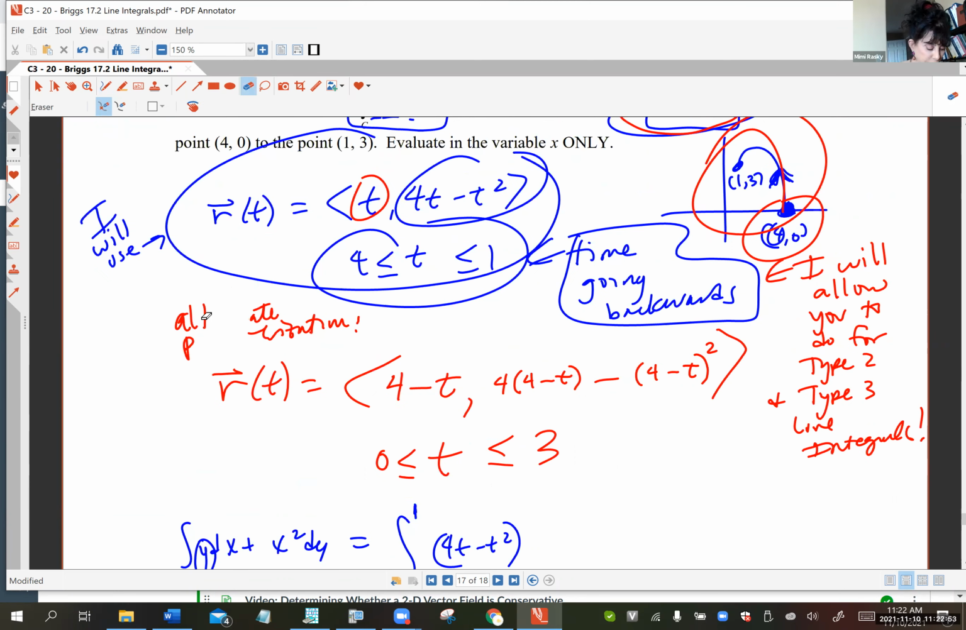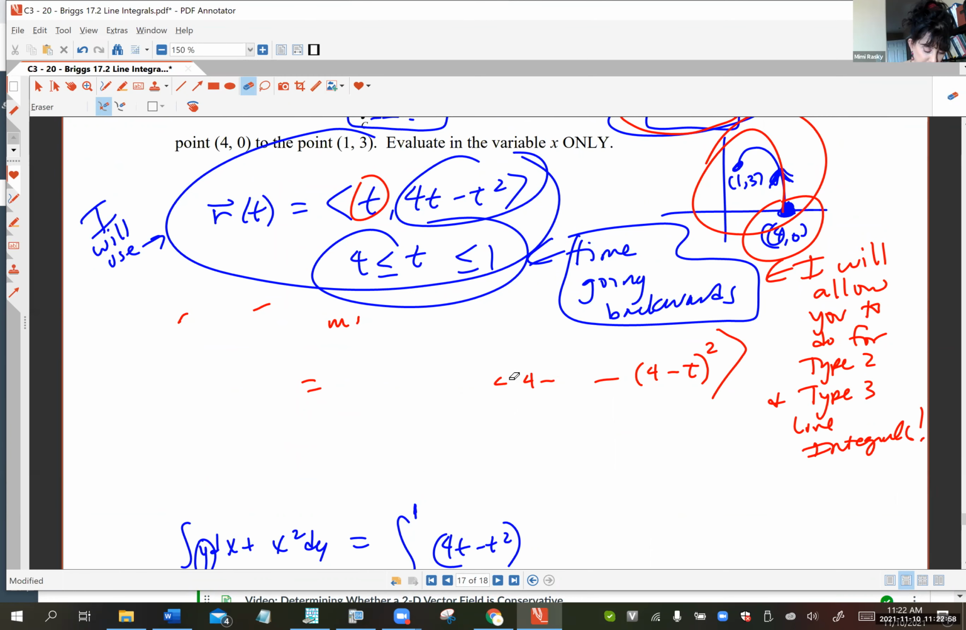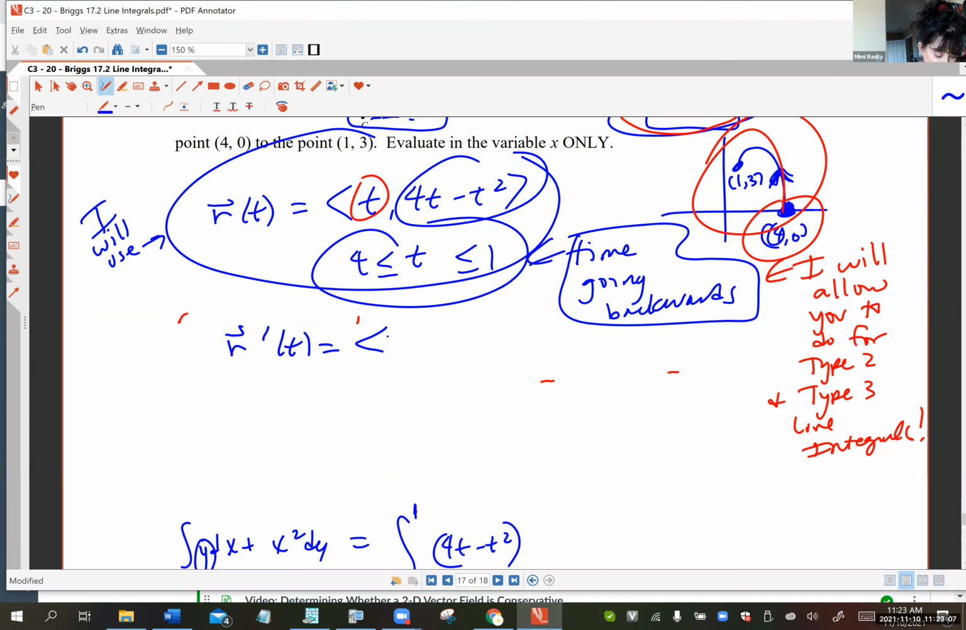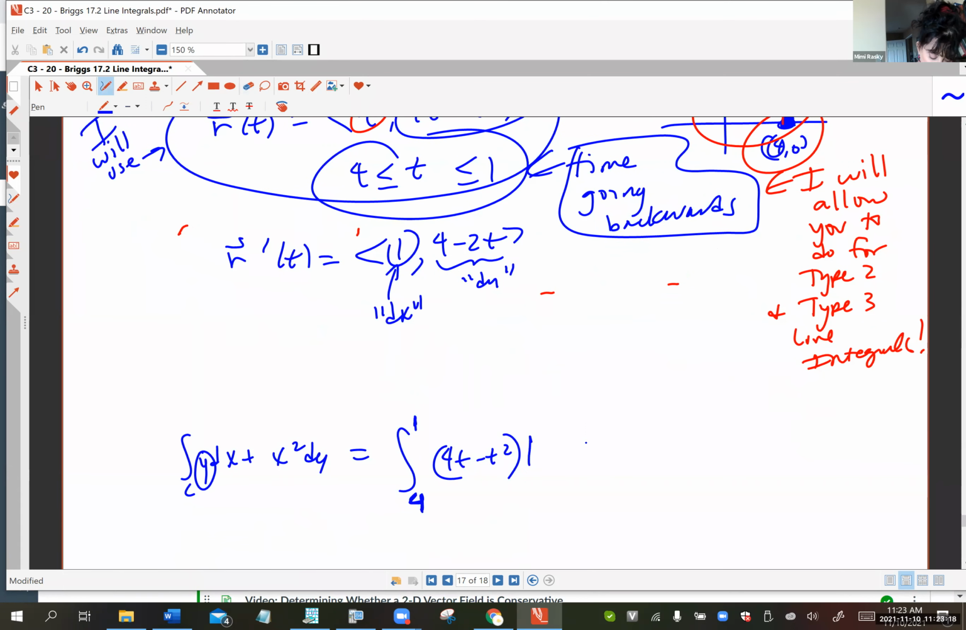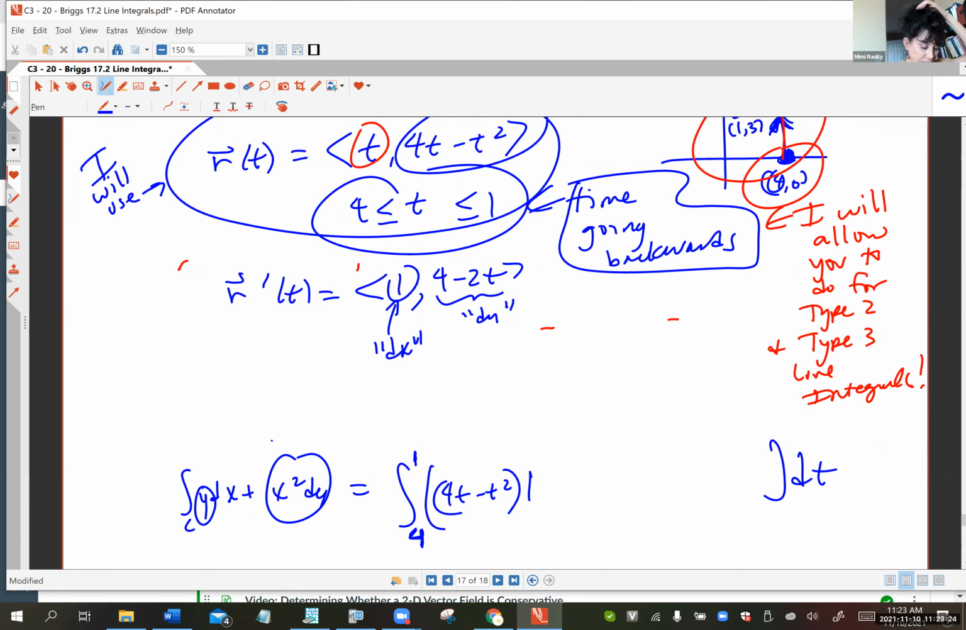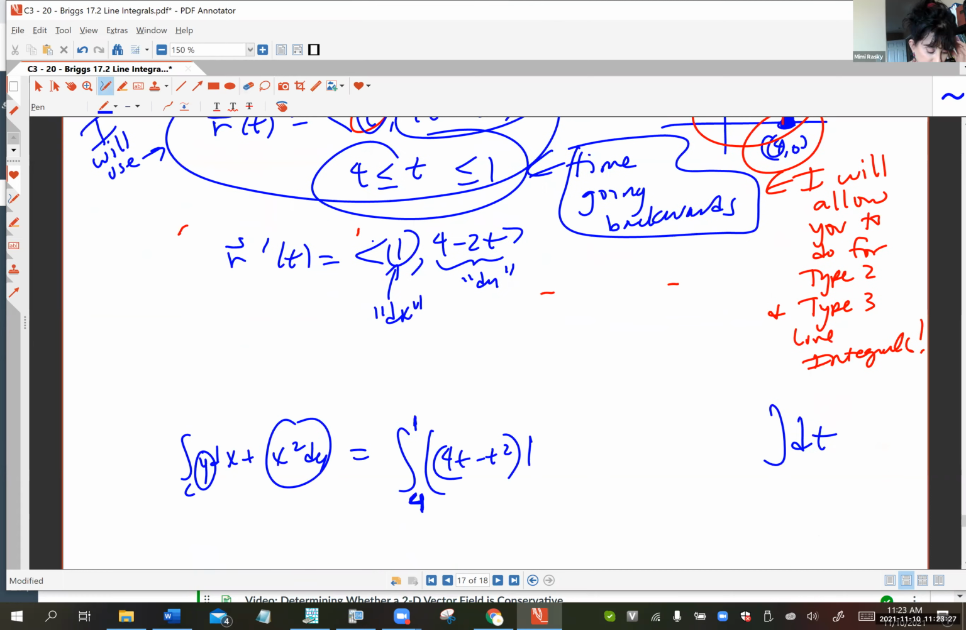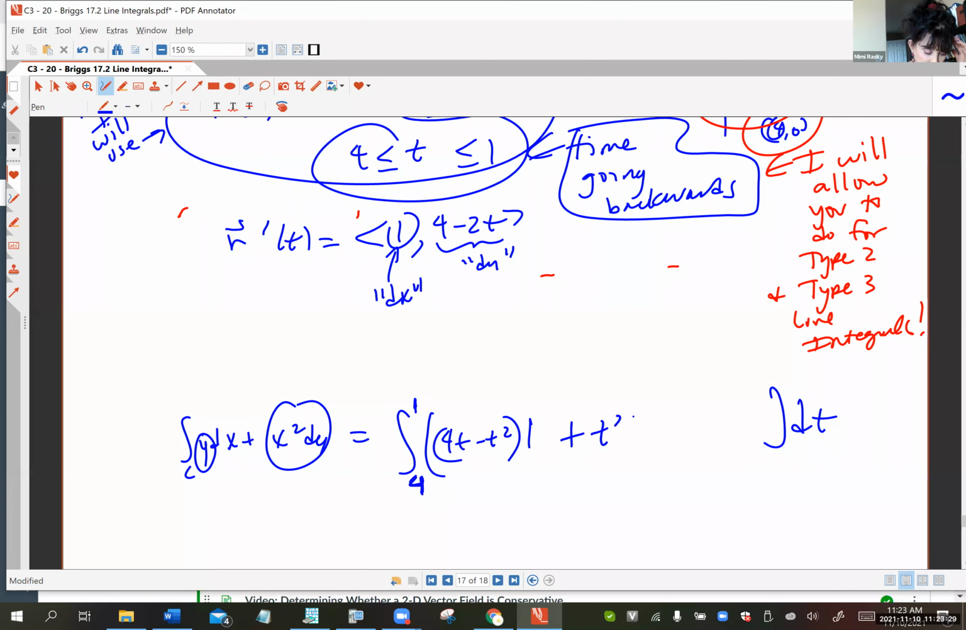All right. So I did this alternate parameterization. I'm going to erase it now because I'm deciding not to use it for this problem. You can if you want. I'm okay with it. I'll give you credit. R prime for me is 1 and 4 minus 2t. So this is the dx, and this right here is the dy when I start doing replacements. So I'm going to have 1, and I'll put the dt way out here so I don't have to factor it out. And then x squared, so the x component for my vector valued function is simply t, so t squared. And then my dy is 4 minus 2t.